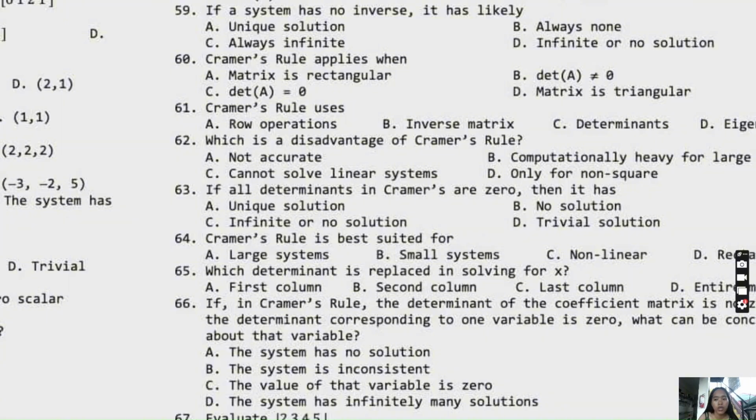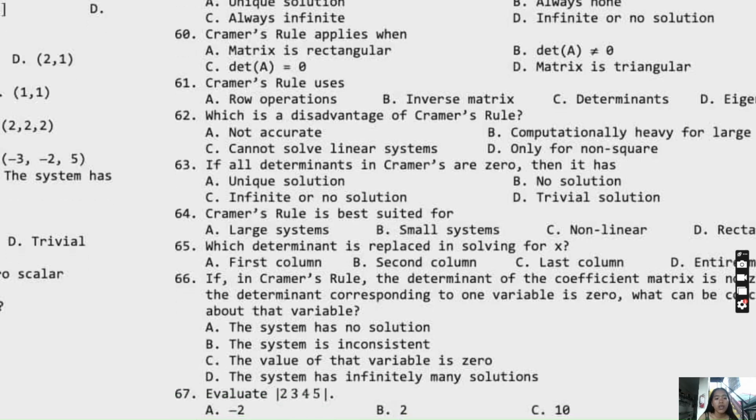Over and over again I say that if it has no inverse, then we cannot proceed with the inverse if the determinant is equal to 0. So if it's equal to 0, then it is understandable that it has infinite or no solution at all. So I hope you understand that.